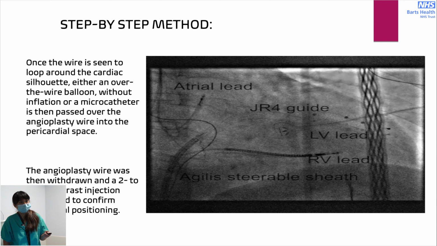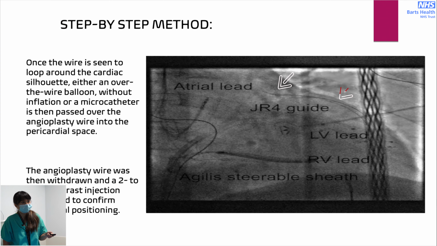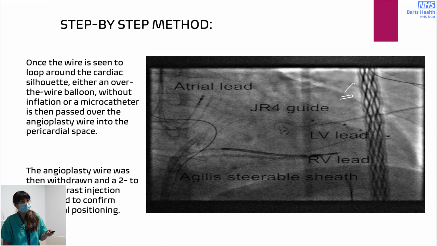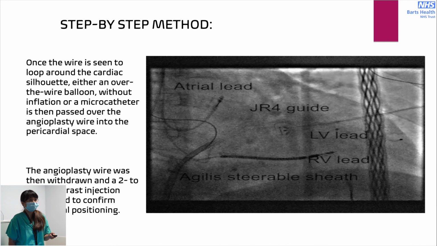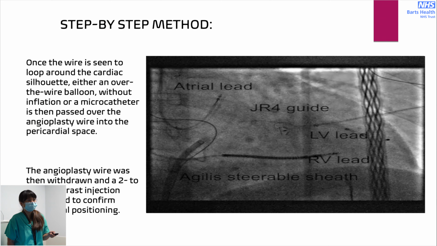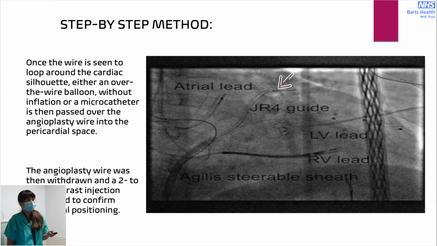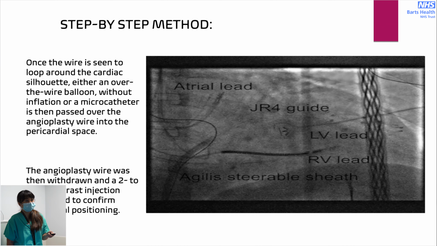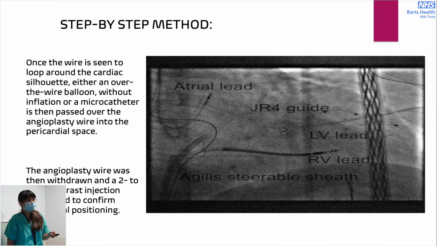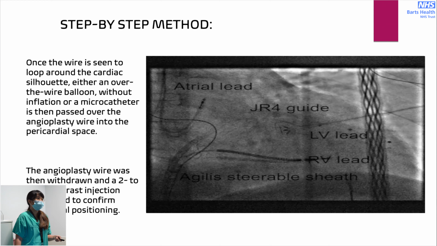That's your wire going out and around the pericardial cavity. Can you appreciate it? Not really. I'll play it again. JR4 guide, wire will come out there. See? And then it punctures and then goes around the pericardial cavity.